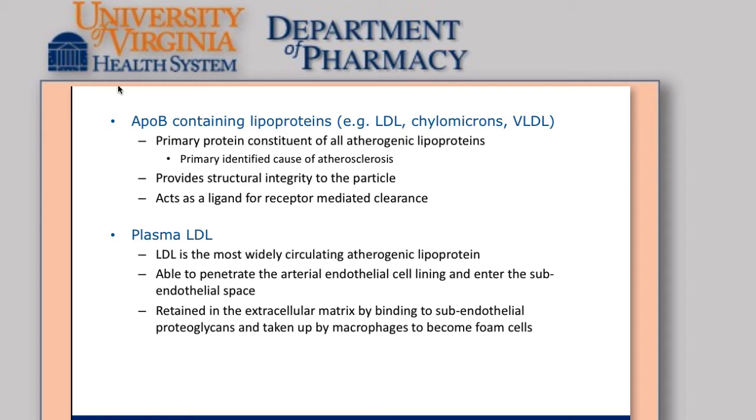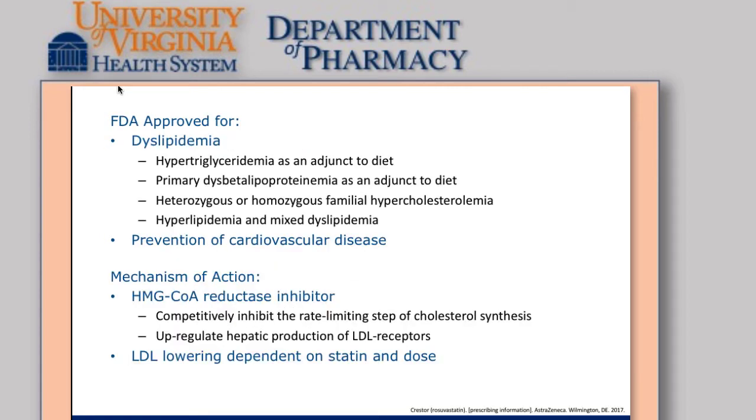Plasma LDL is going to be our largest target since it's the most widely circulating atherogenic lipoprotein. It's able to penetrate the arterial endothelial cell lining and enter the subendothelial space, where it can then be picked up by those macrophages and become a foam cell, part of the foam cells.